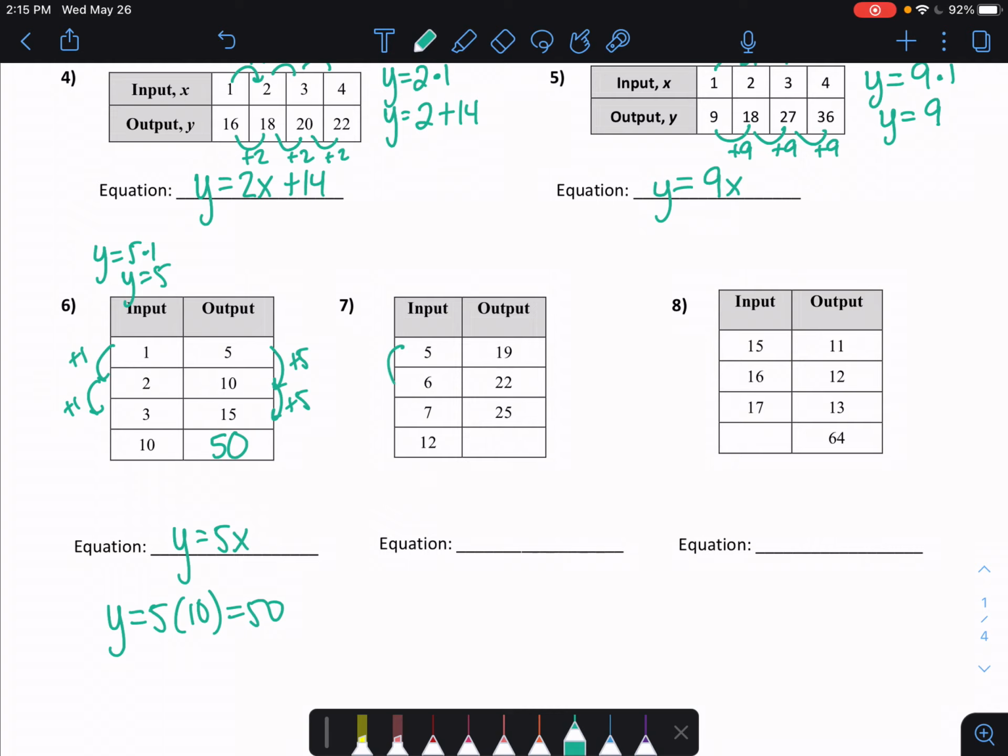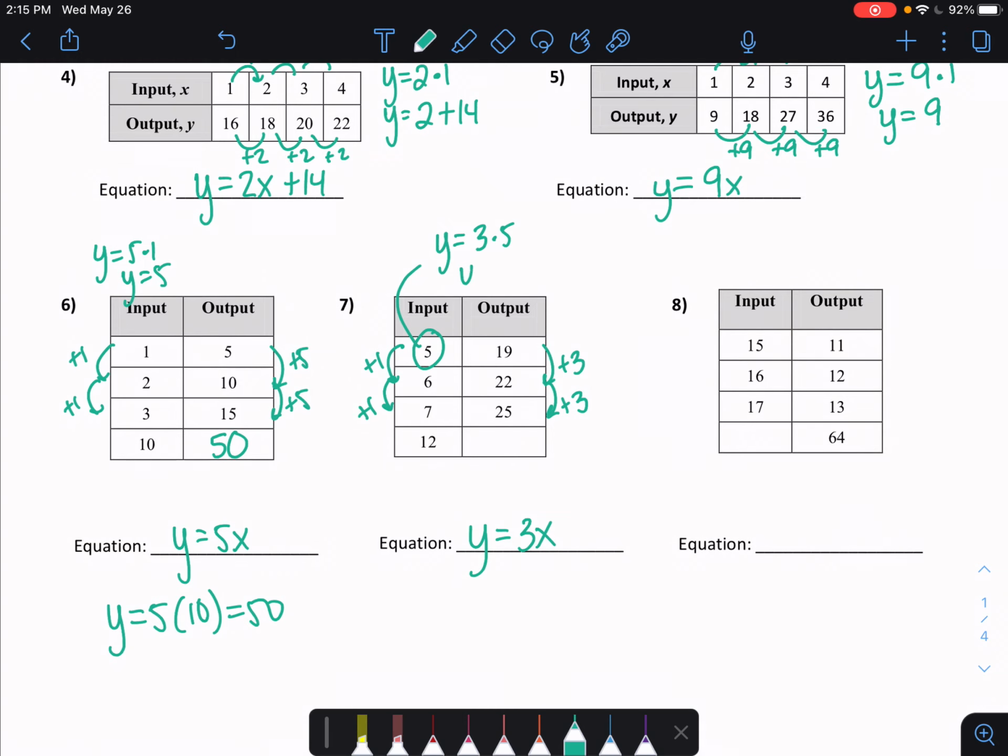For number 7, I'm doing plus 1, and then here is plus 3. So I'm going to start with y equals 3x. When I check my first value, y equals 3 times 5. Well, 3 times 5 is 15. To get to 19, I'm going to add 4. So 3x plus 4 is my rule. And I'm going to put in 12. So 3 times 12 plus 4, 36 plus 4 is 40. So in this last box it needs to be a 40.